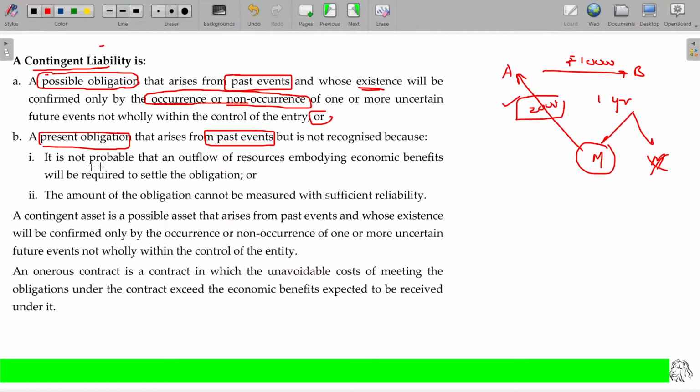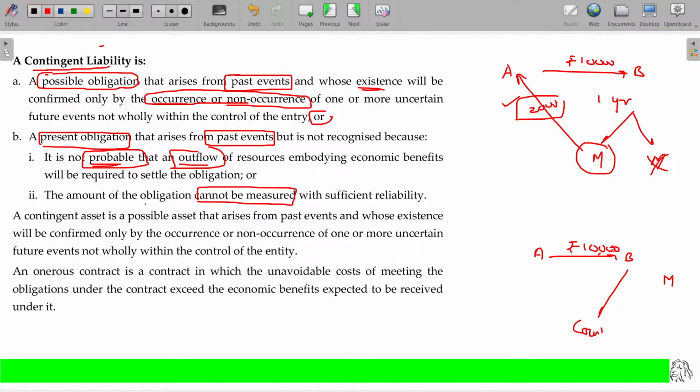Okay, but it is not recognized because it is not probable that an outflow of resources embodying economic benefits will be required to settle, or the amount of obligation cannot be measured. These two. For example, A supplied the goods to B worth rupees 10,000, but A has given no guarantee. No guarantee. But this product malfunctioned. Immediately B approached A, but as per the contract, A has not committed to replace it.